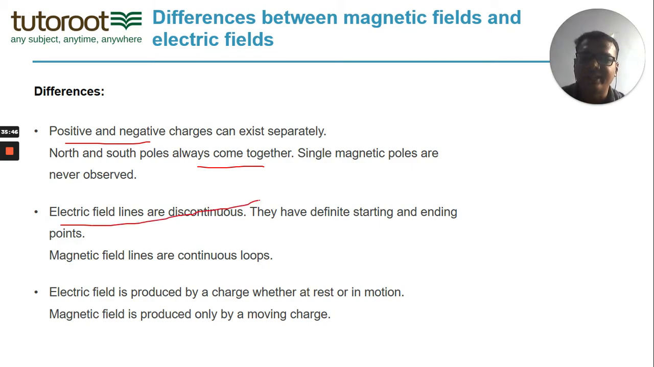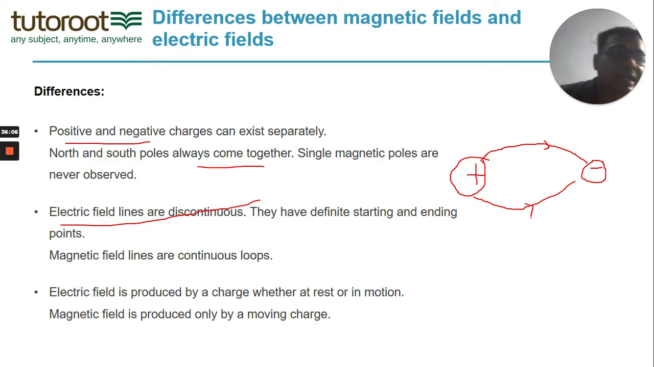Second, electric field lines are discontinuous. Let's say I have a plus charge here and a negative charge here, then electric field lines start from the positive charge and end at the negative charge. They have a starting point and a finishing point. But magnetic field lines are not like that. As I've repeated so many times today, magnetic field lines are continuous loops. They come out from the north, travel the world, get back into the south, and inside the magnet they continue moving from the south pole to the north pole.